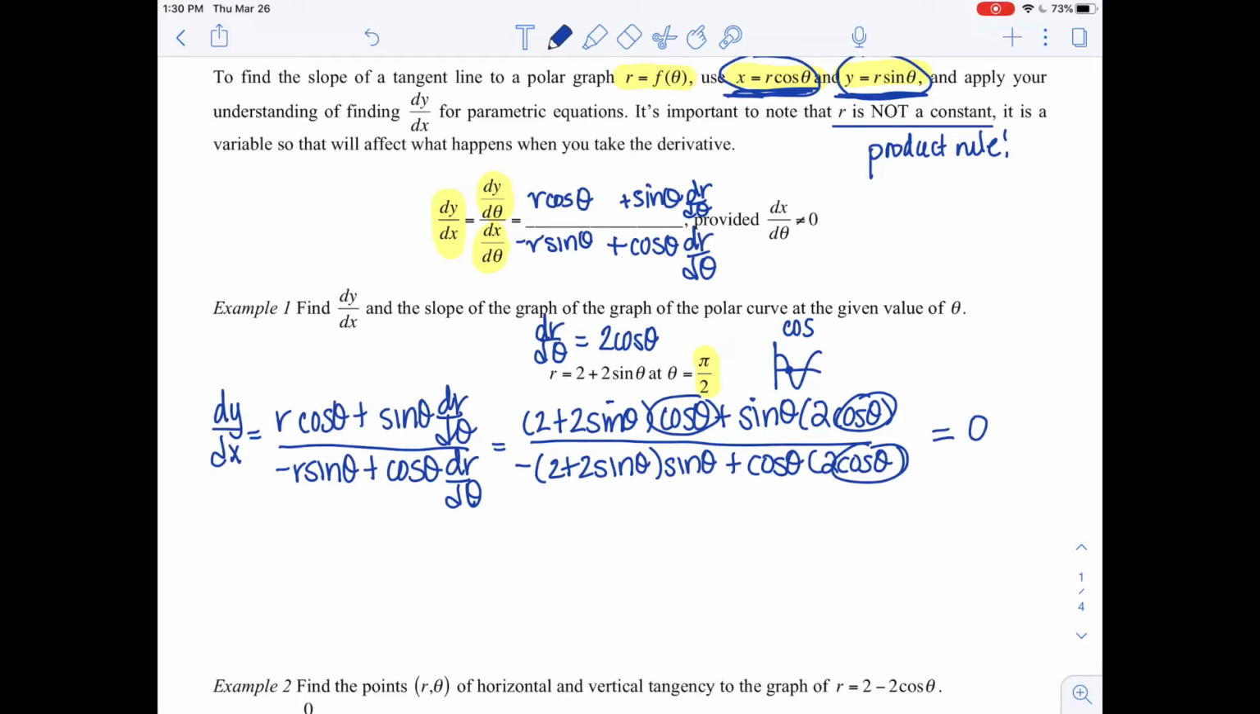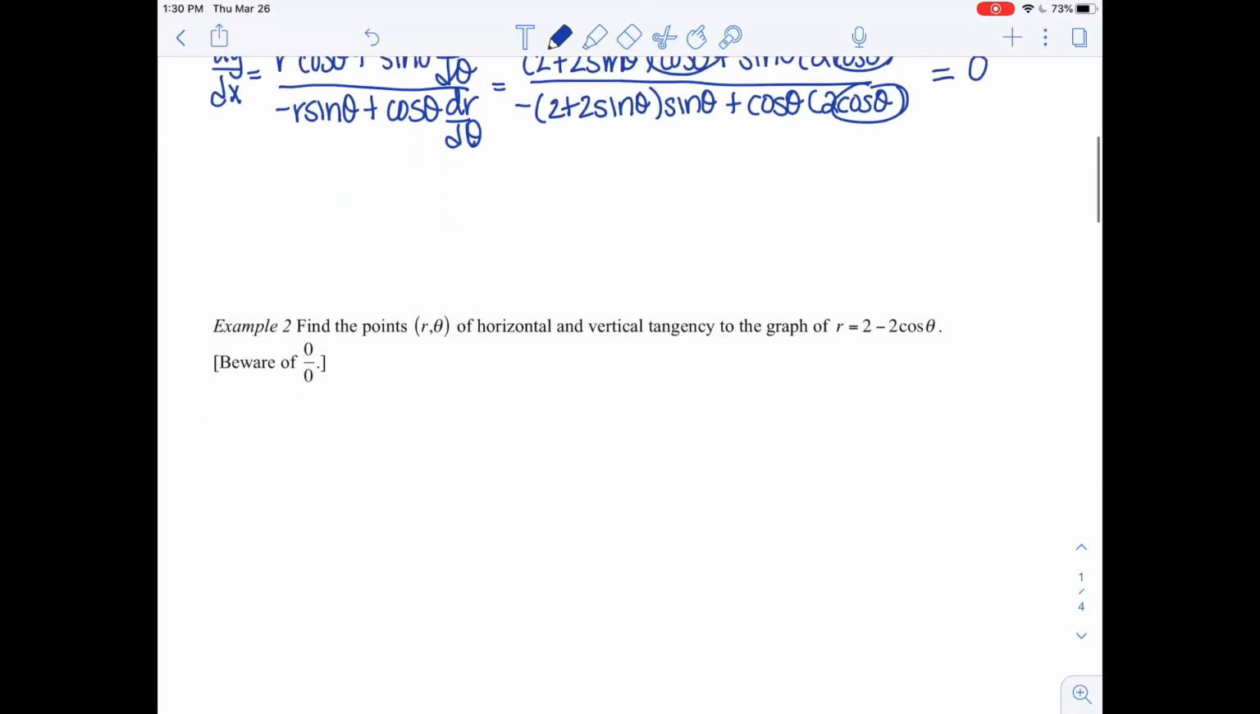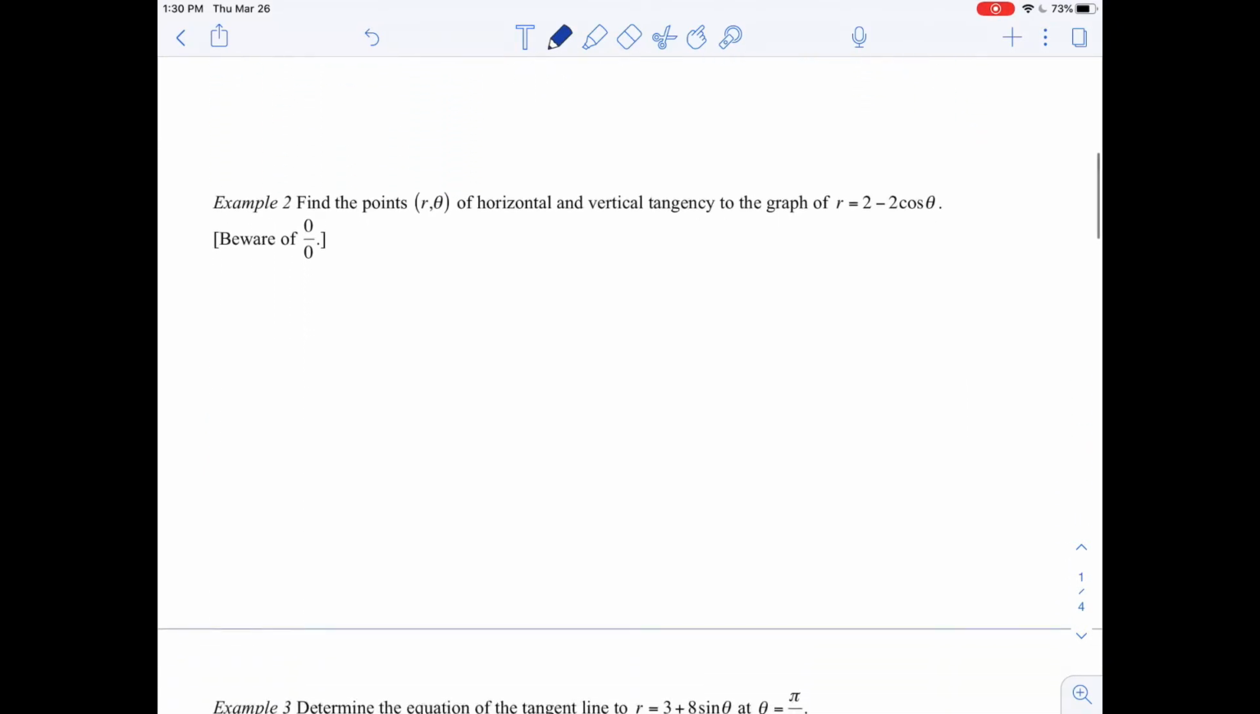Keep in mind, if you get 0 over 0, that doesn't mean does not exist. That would mean you'd have to do more algebra, and in these kinds of situations, that would be very complicated, so I don't think you have to worry about that. In terms of remembering trig functions, you really want to make sure you know your basic sine and cosine curve. I think a lot of these values are going to come from that or your special right triangles. Take a look at example 2 now.